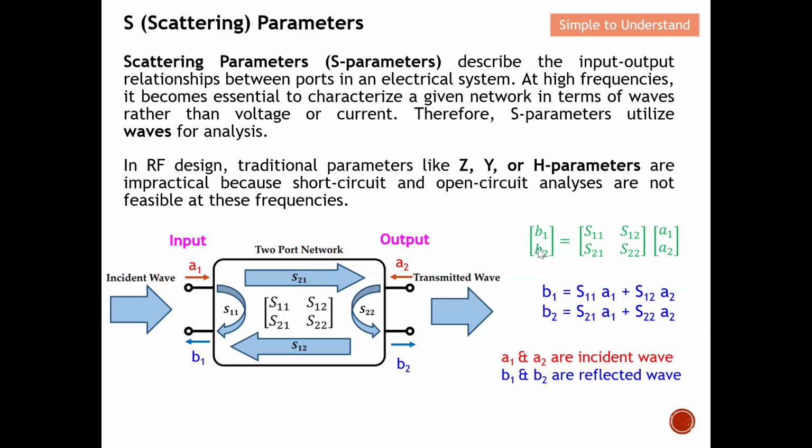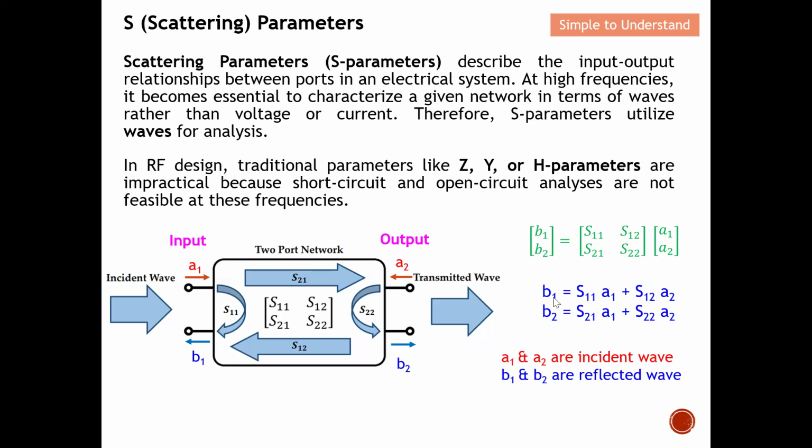Okay, so this is a matrix to describe S parameter. If I open up the matrix into these two equations, how do I actually obtain them? B1 is equal to S11 multiplied by A1, as you can see here, plus S12 multiplied by A2. So this is the first equation. The next equation is B2, which is equal to S21 multiplied by A1 plus S22 multiplied by A2. So basically this is the two sets of equations to describe the two-port network in S parameter.